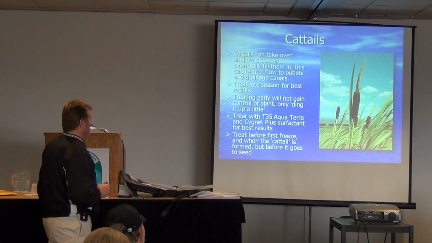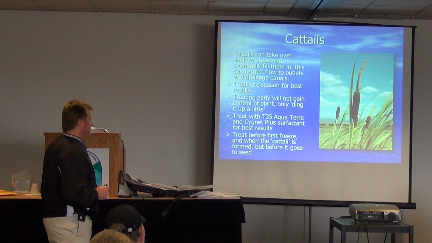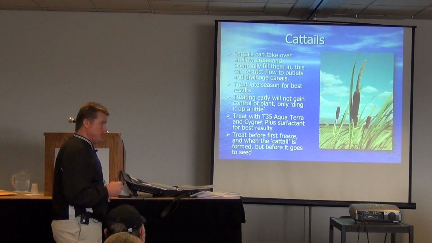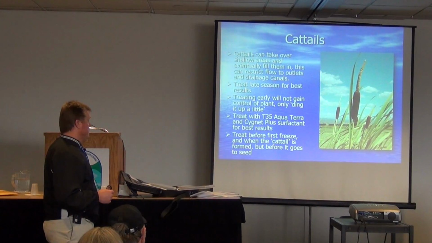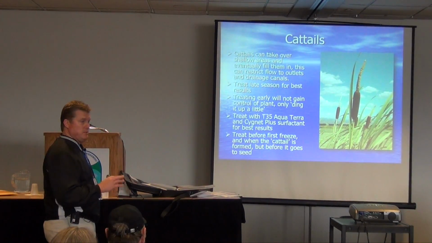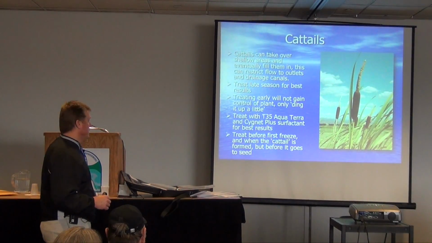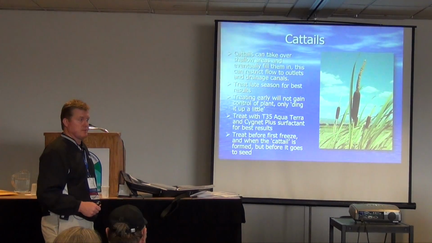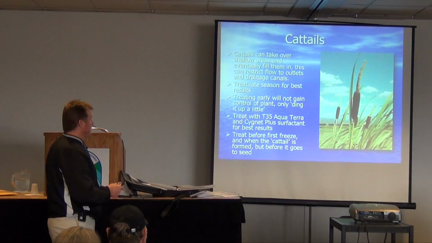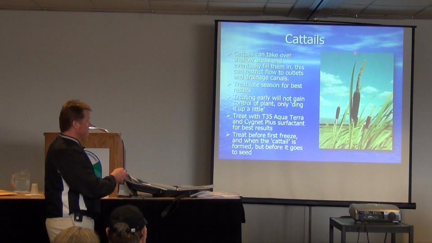We've got a product called T35 Aquaterra. That's a Team Lab product. It'd be similar to a Rodeo, for example. It's a glyphosate product, but it's an aquatic use label, so you can use it on land or in water. You mix it a gallon to 20 gallons of water and basically just spray the cattails, and it works every time. One consideration on spraying cattails, the best time to spray them is after you see this seed head.